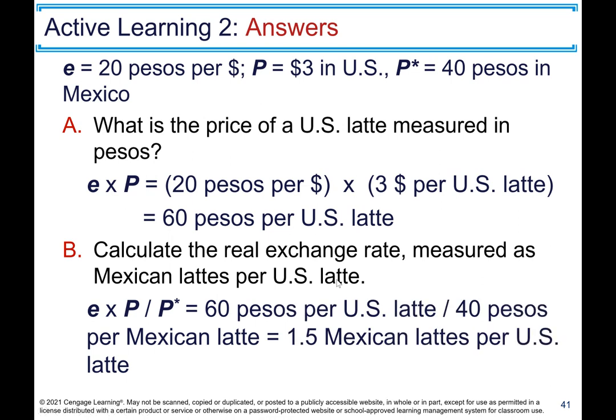E times P over P star equals 60 pesos per US latte over 40 pesos per Mexican latte, which is equal to 1.5 Mexican lattes per US latte.